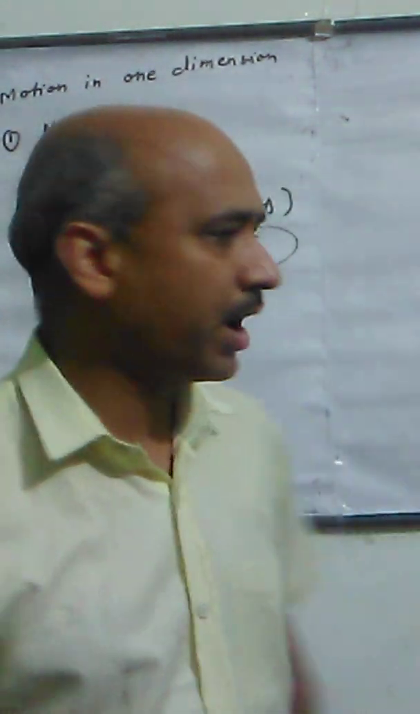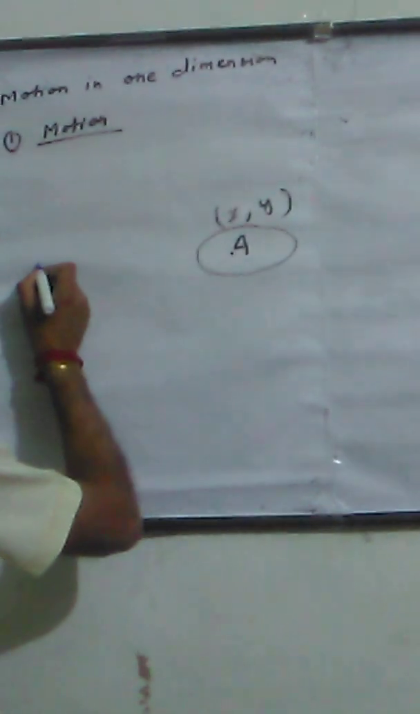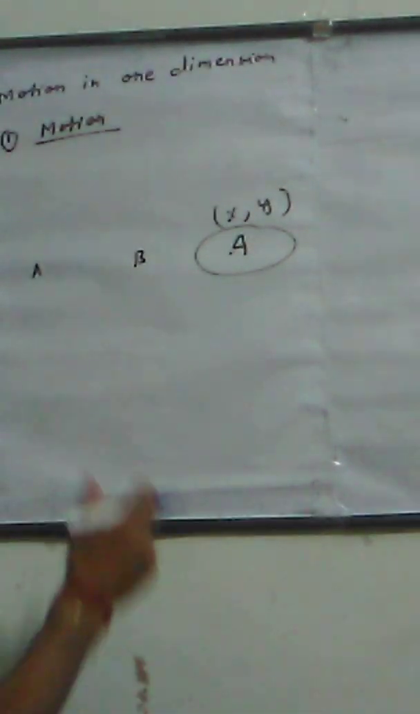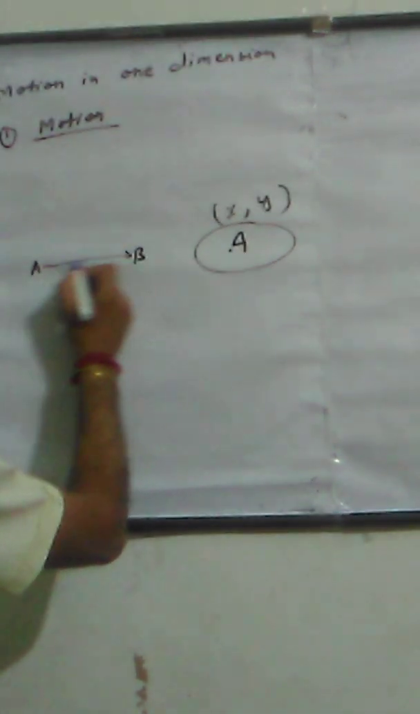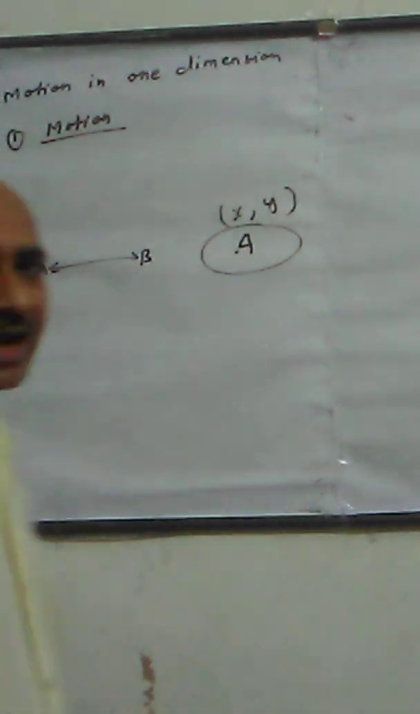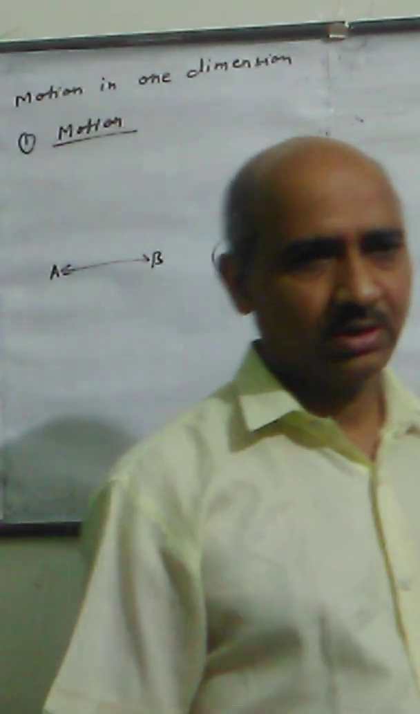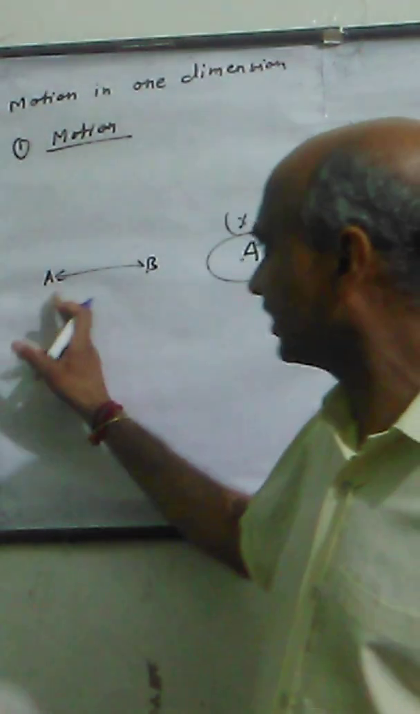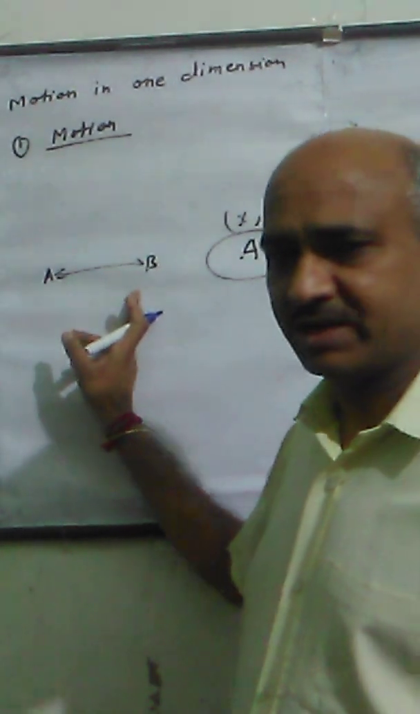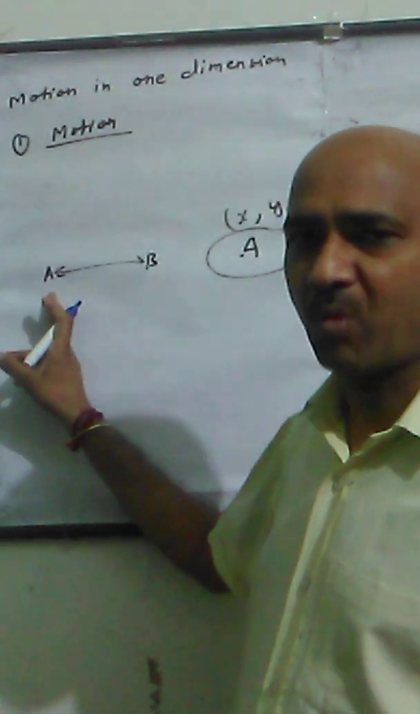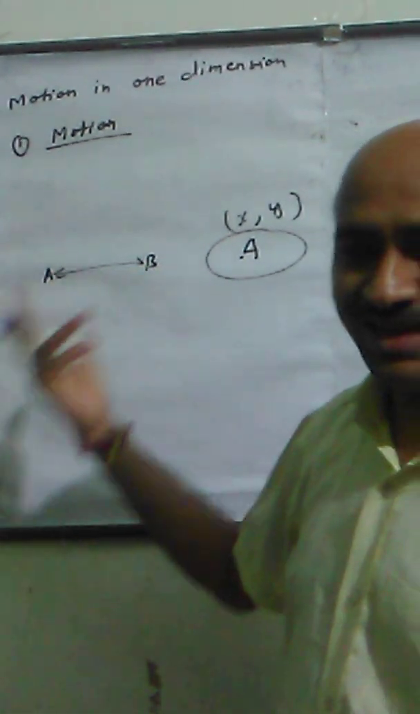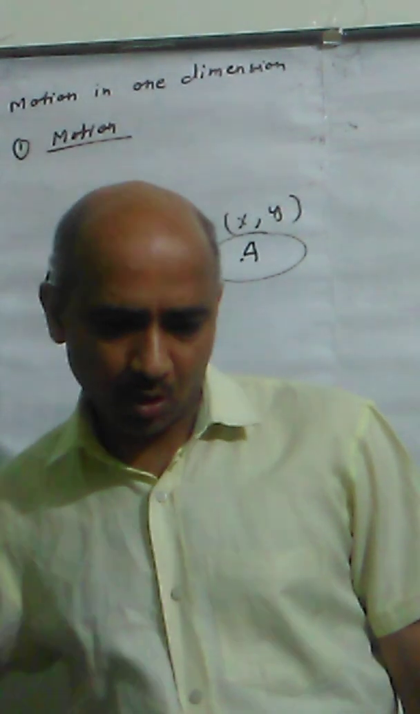See one more example. Suppose a boy is standing at point A and here is a point B. If he is changing his distance with respect to B, you can say that the boy is in motion. And what is rest? Rest is nothing but the position not changing. If this boy A is not changing his position with respect to B, that means he is not in motion.